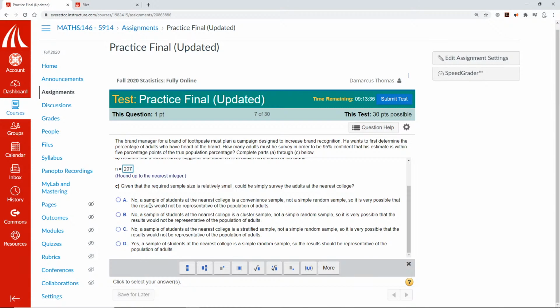No, a sample of students at the nearest college is a convenience sample, not a simple random sample. No, a sample at the nearest college is not a cluster. No, it's a stratified sample. And then yes, a sample of students in the nearest college is a simple random sample, so the results should be representative.